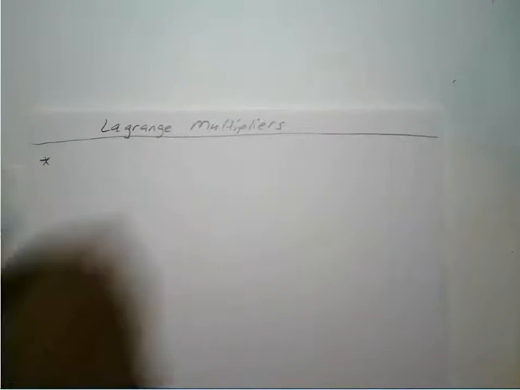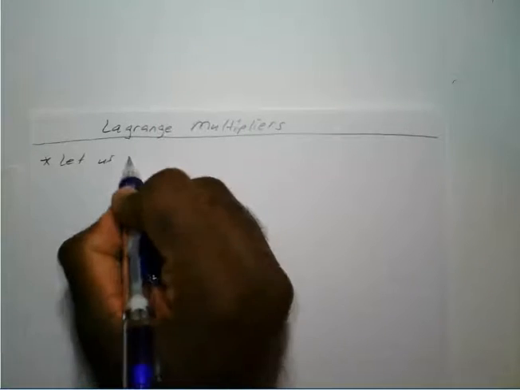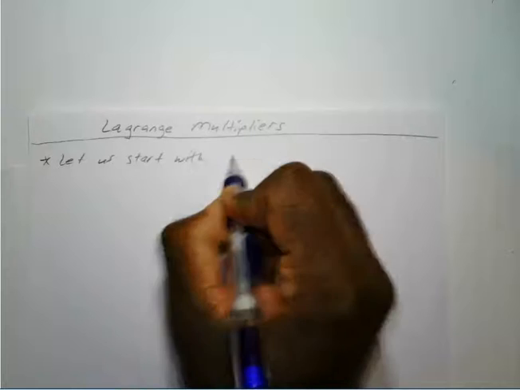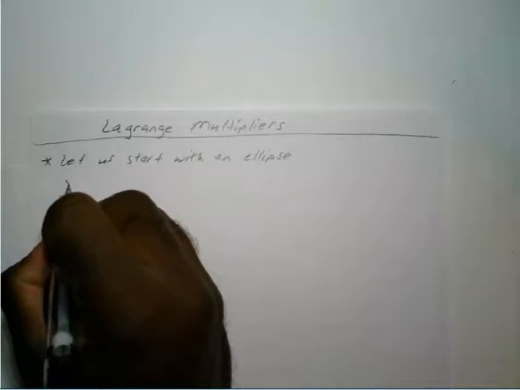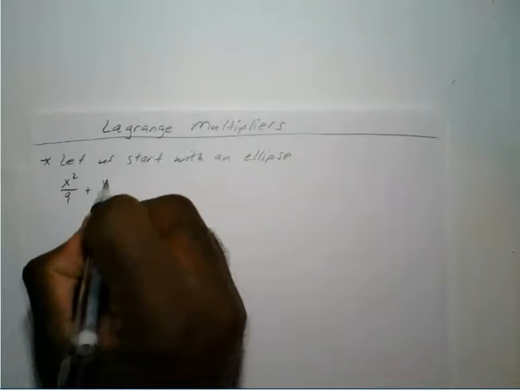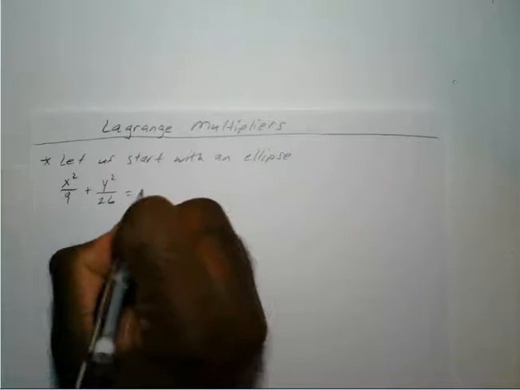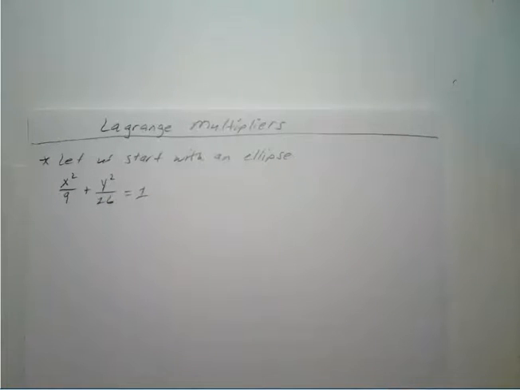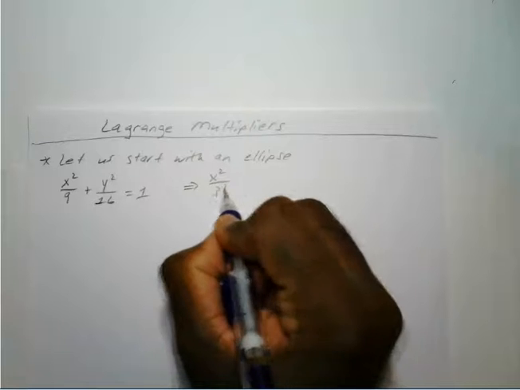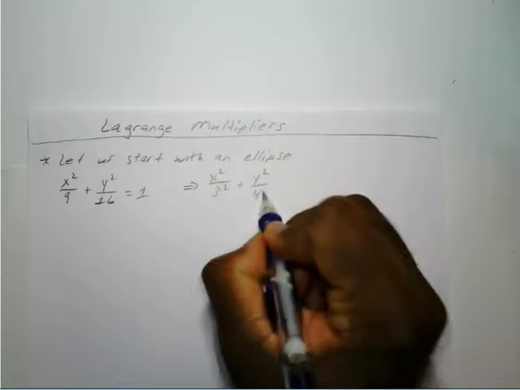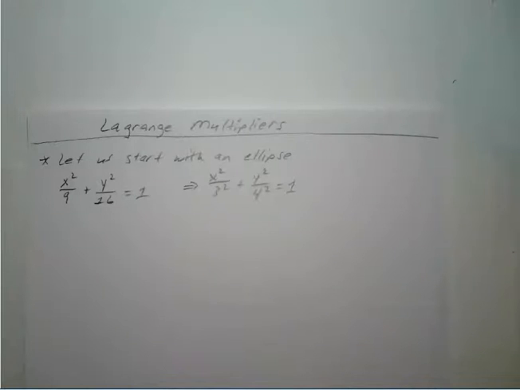Okay, so to start off, let's say we start with an ellipse. That ellipse is just x squared over 9 plus y squared over 16 equals 1. What if we rewrite it as x squared over 3 squared plus y squared over 4 squared equals 1? Nothing really out of the ordinary about that one. We just have a regular ellipse.